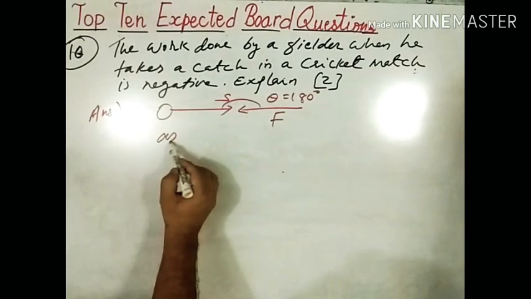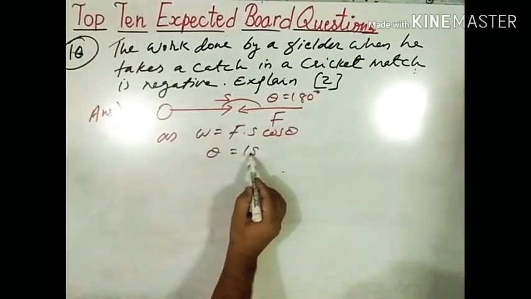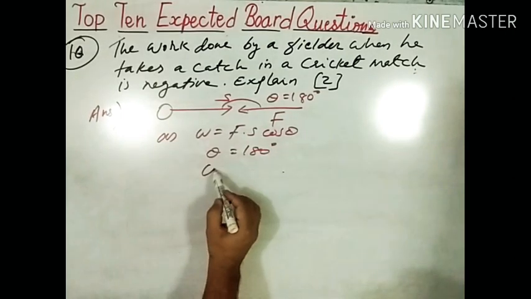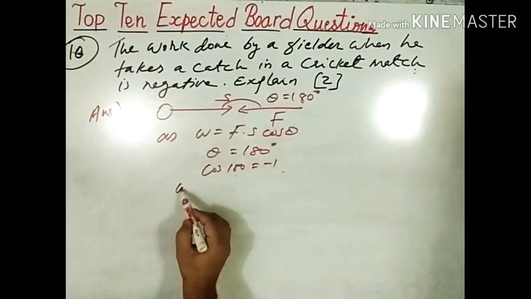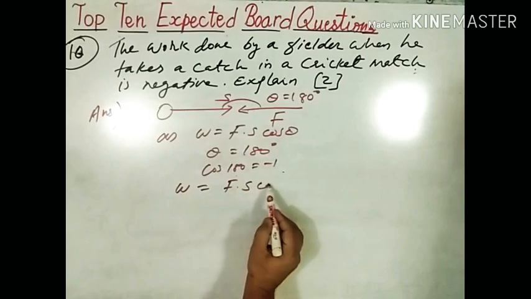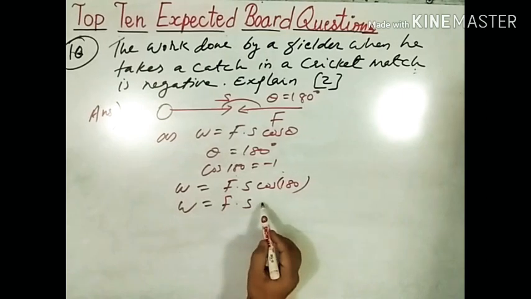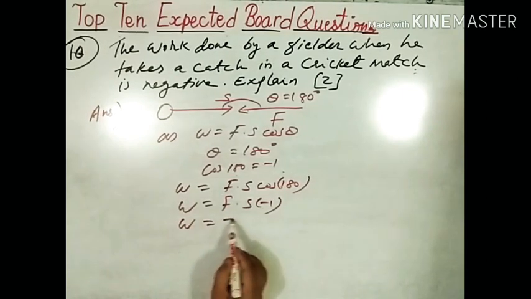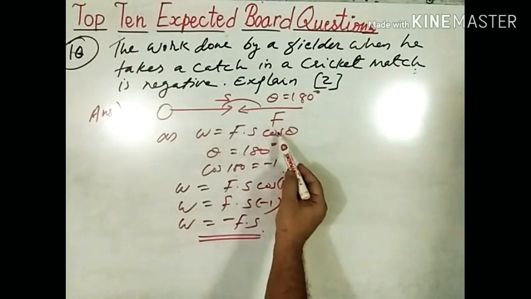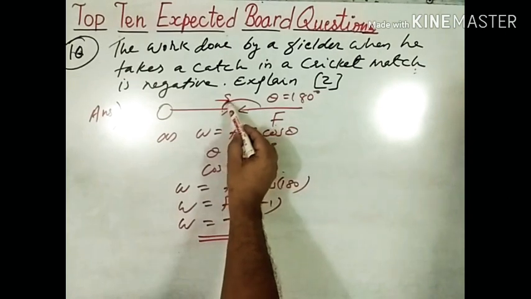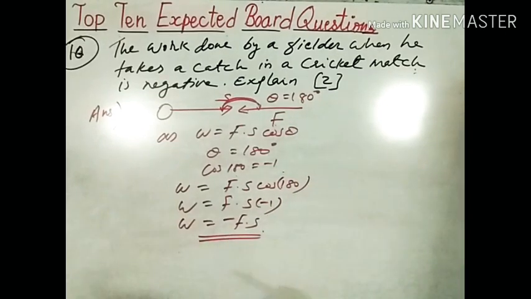So we can write work done W is equal to Fs cos theta, and theta is equal to 180 degree, whose value cos 180 is equal to minus 1. What is the value of cos 180? Minus 1. So W is equal to Fs cos 180, or W is equal to Fs into minus 1. So W is equal to minus F dot S. The work done is negative, because the angle between the force and the displacement is 180 degree. When theta is 180 degree, work done will be negative.